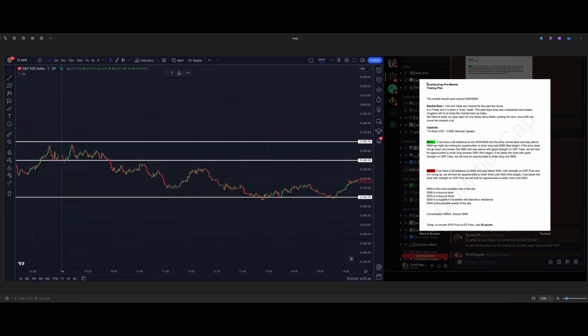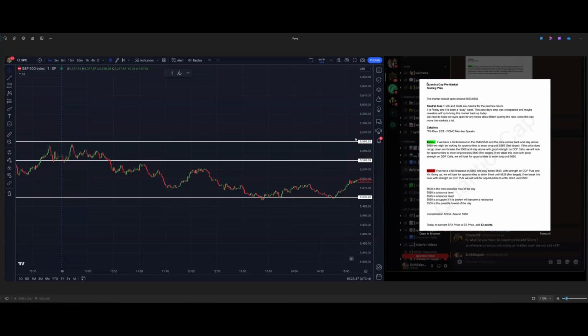Market opens up with a neutral bias. And what happens if it's a bull market? Well, let's go through it. If we have a failed breakout on the 55.40 or 55.45 and the price comes back and stays above 55.60, we might be looking for opportunities to enter long until 55.80.